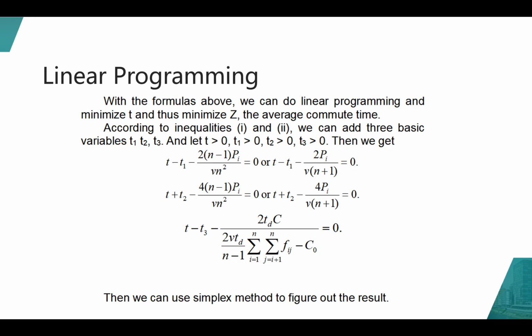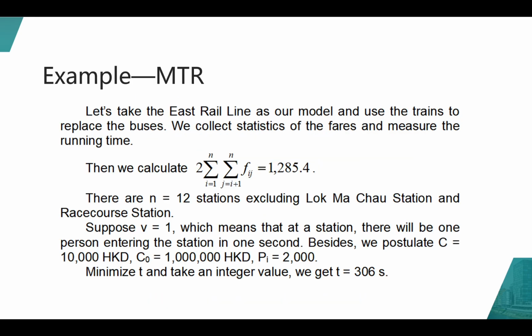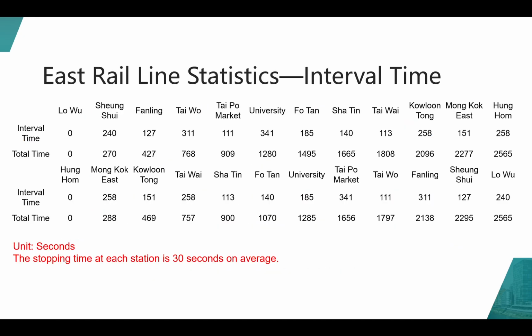First, we add 3 basic variables. Then we can figure out the result following the steps. Here is an interesting thing. We take the east rail line as our model and use the trains to replace the buses. By assigning some values to some variables and minimizing t, we know that t is 306 seconds. These are the running times we measured on MTR.